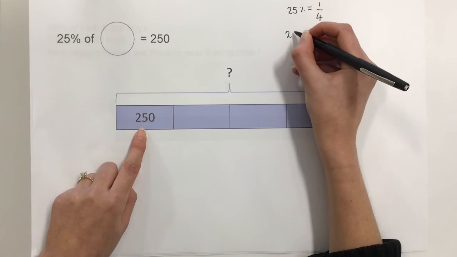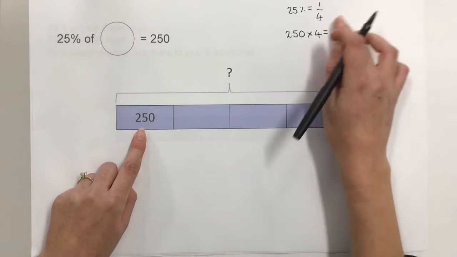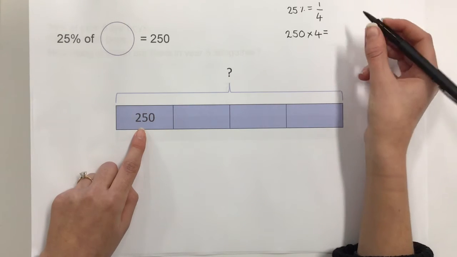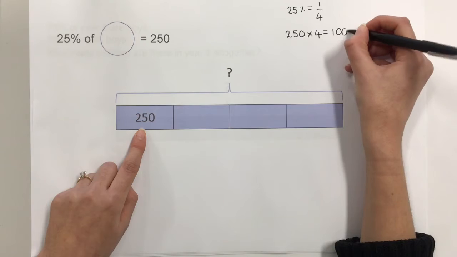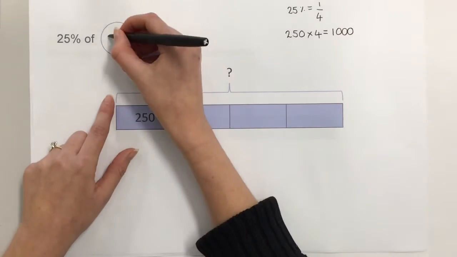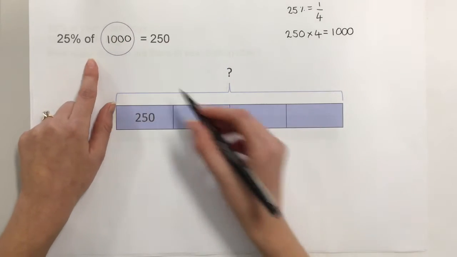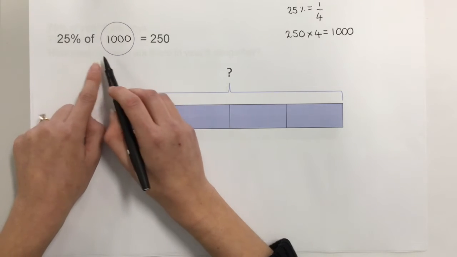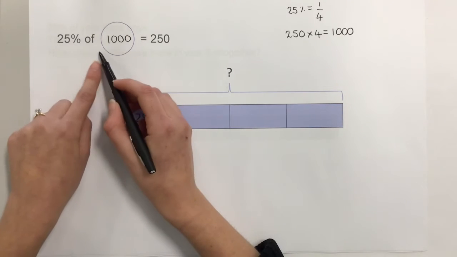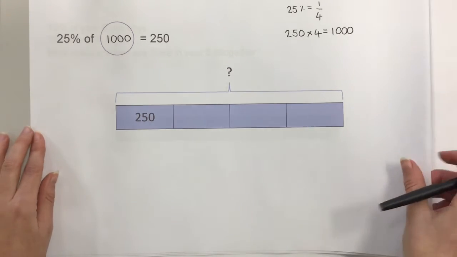So 250 multiplied by 4 equals, and that's going to give me what my missing value is. I know that 250 multiplied by 4 is 1000. So that's my whole there. Let me write that in my missing number there. Let's read it back and make sure we've got that right. 25% of 1000 equals 250. So 1/4 of 1000 equals 250. Yeah, that sounds right.